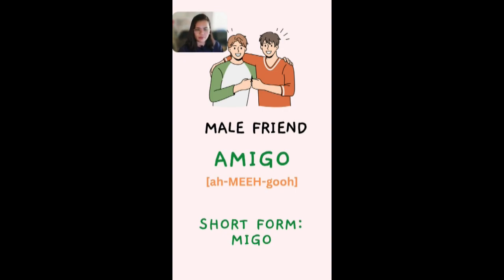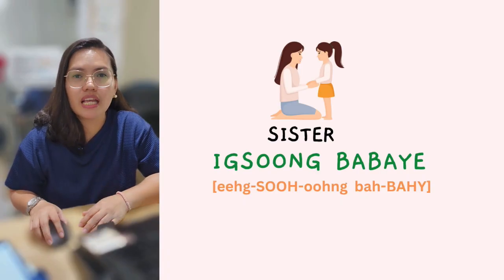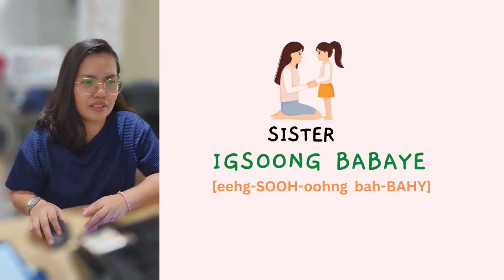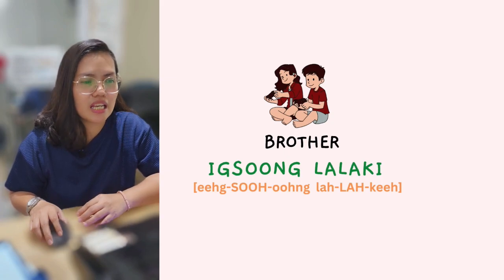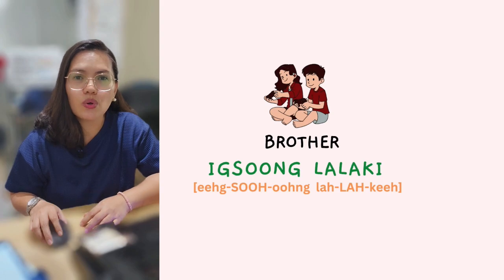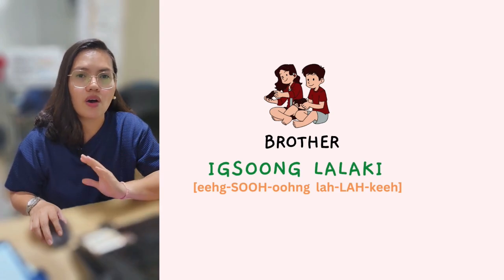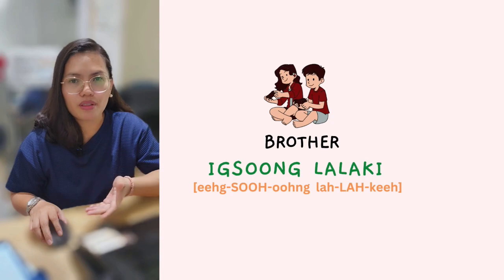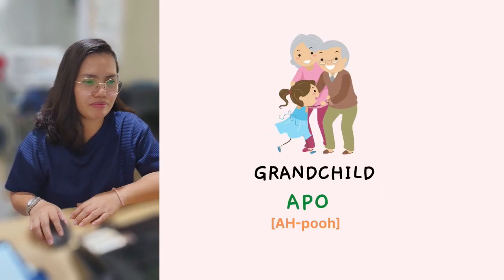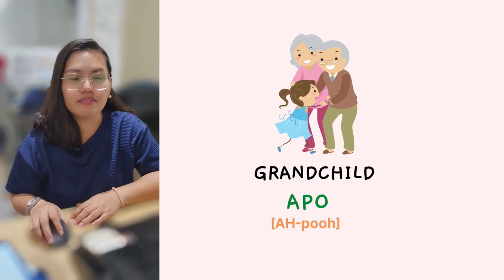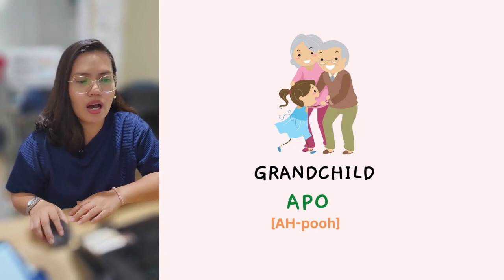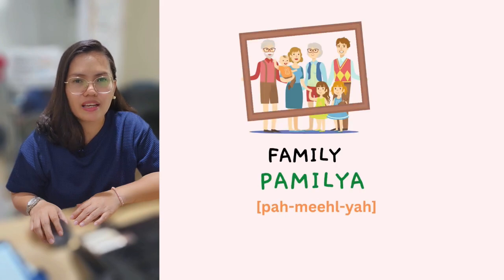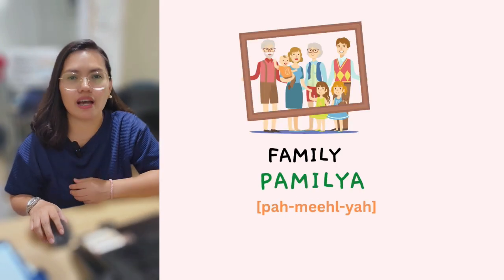Amigo. Migo. Okay. Sister is igsuong babae. Next one, brother. Igsuong lalaki. I think in the previous video, I discussed igsuon. Igsuon is sibling. So when you say brother, igsuong lalaki. Okay, next one, we have grandchild. Apo, grandchild. Next one, family. Pamilya, family.